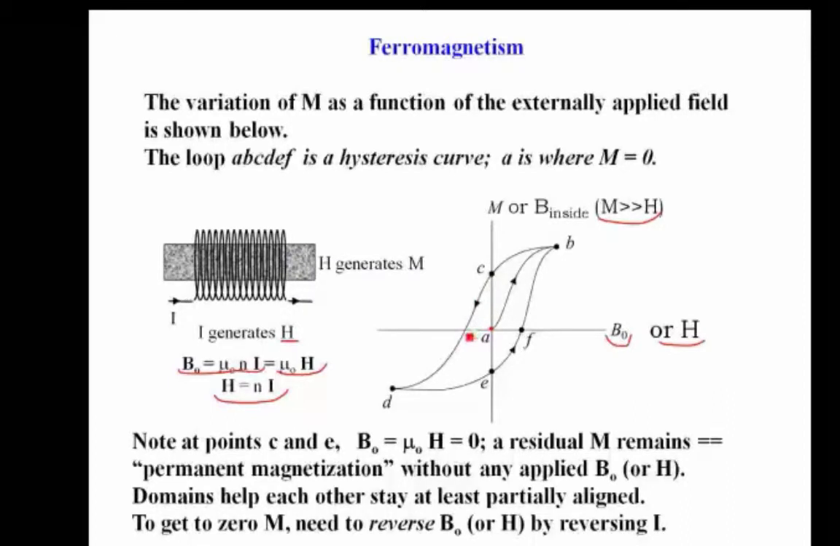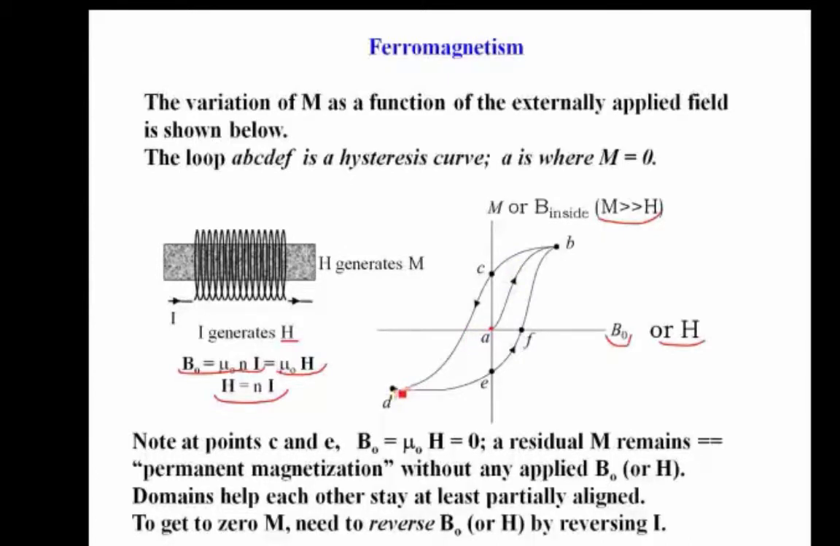In this value here, they're partially aligned in one direction, partially aligned in the other direction, and so the magnetization ends up being 0. If you continue to apply H in the opposite direction, then you just get the inverse behavior of this curve up here. It comes out to the saturated value here.